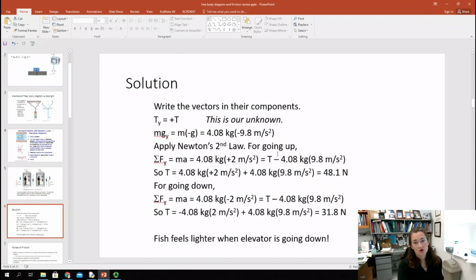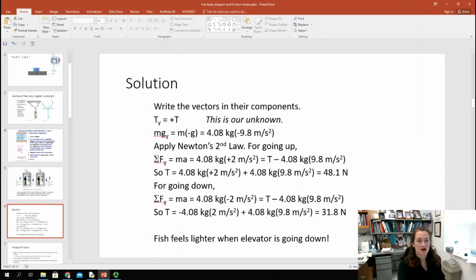But now we're going to apply Newton's second law. We're going to sum up the forces in the y direction here, since that's the only direction of interest. We're going to sum up those forces, and then we're going to set them equal to the mass times the acceleration of our object. Okay, so here we go. Let's do the going up elevator situation first. If the fish is in the elevator, right, which it is, then the fish will be accelerating in the elevator. It will be accelerating along with the elevator.